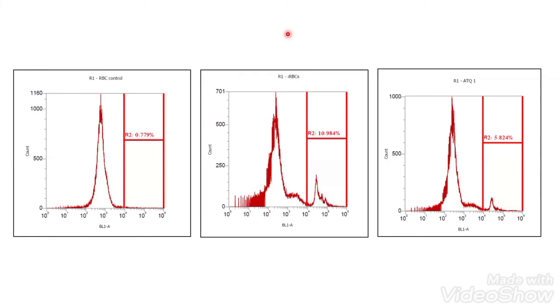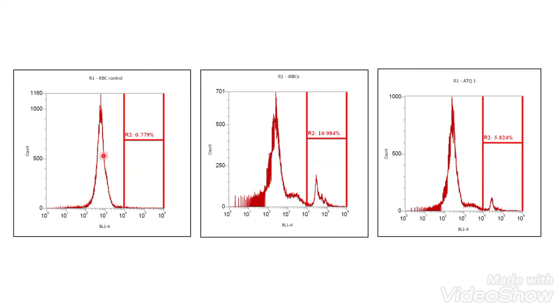Now, what we have done, we have added propidium iodide on the RBCs, and we don't get any peak. RBCs will not give the propidium iodide signal. The reason is very simple. They don't have DNA, and propidium iodide is known to bind to DNA. So there is no DNA, so propidium iodide is not binding.